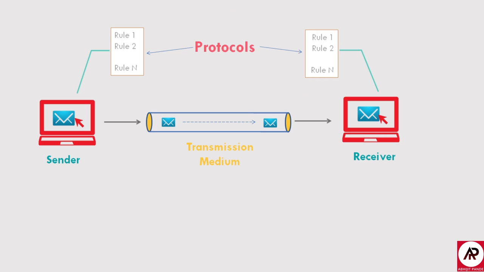When we consider the overall communication process, it involves 5 different components: the sender, the receiver, the message to be transmitted from sender to receiver, the transmission medium, and the fifth one is the protocol. So the 5 different components of data communication are: number 1 is the sender, number 2 is the receiver, number 3 is the message that is transmitted from sender to receiver, number 4 is the transmission medium, and number 5 is the protocol. Now let us discuss these components in detail.